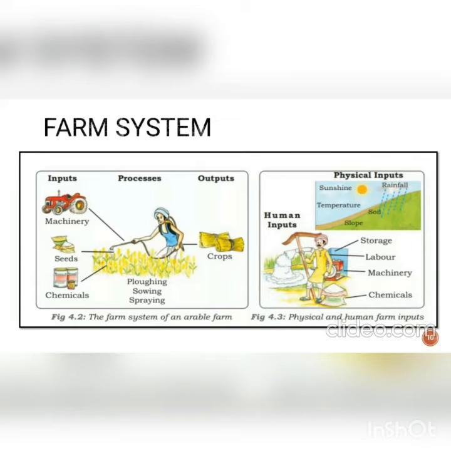Farm system. In the farm system, we have 3 steps: input, process and output. Inputs include machinery, seeds and chemicals. Process includes plowing, sowing, spraying, and output will come in the form of harvesting, like production of crops. Inputs are further divided into 2 parts: human inputs and physical inputs. Human inputs include storage, labor, machinery, and chemicals. Physical inputs include sunshine, rainfall, temperature, terrain, slope. This will decide what type of crop is going to be grown on what type of land. According to the land, the crop we are going to grow will come under physical inputs.